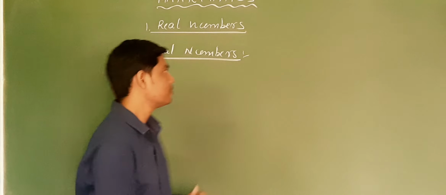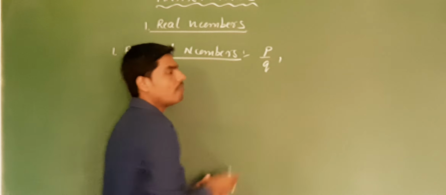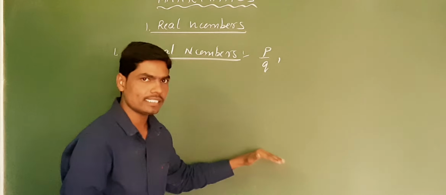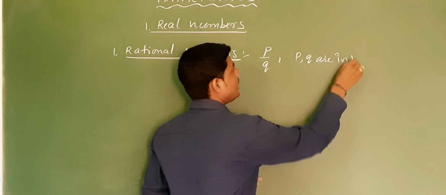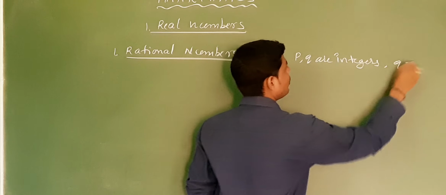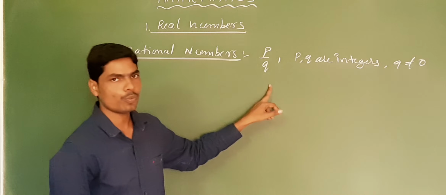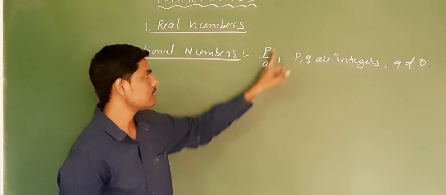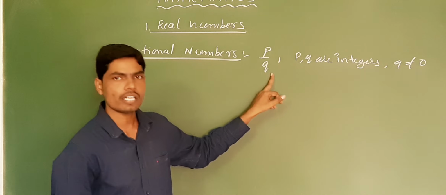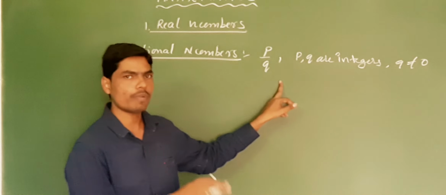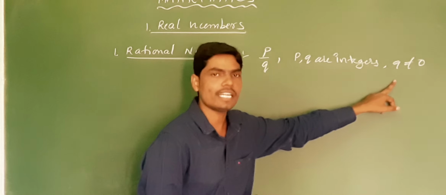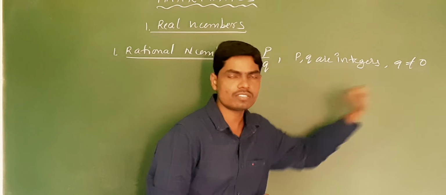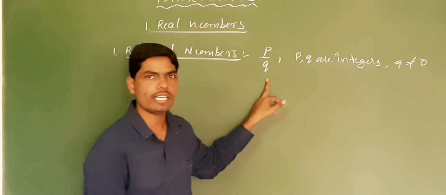Rational numbers. The numbers which are in the form of P by Q, where P comma Q are integers and Q is not equal to 0. P by Q means a fraction, that is P is a numerator, Q is a denominator, and the numerator and denominator are any integers, but here is a condition, that is Q is not equal to 0. That means the denominator should not be equal to 0.